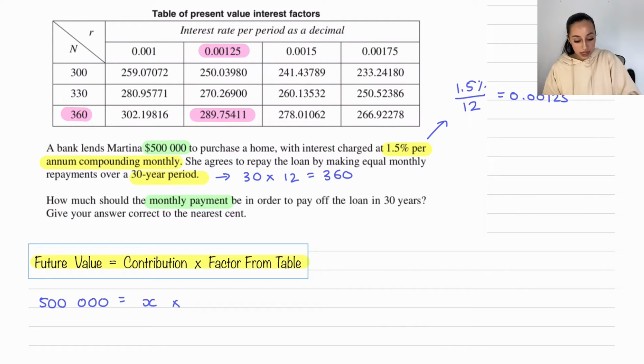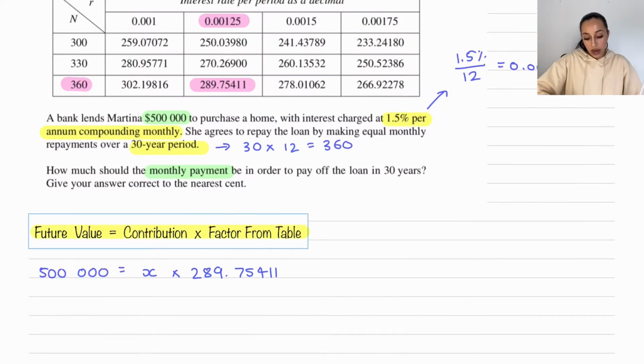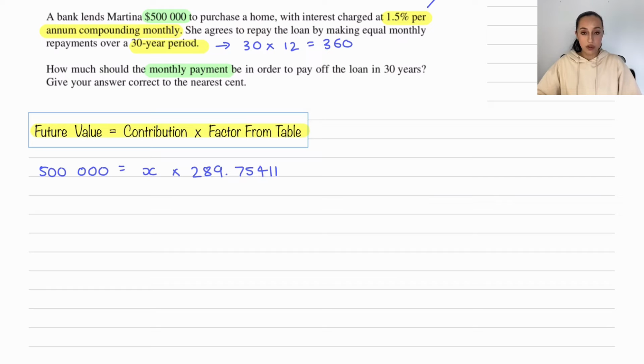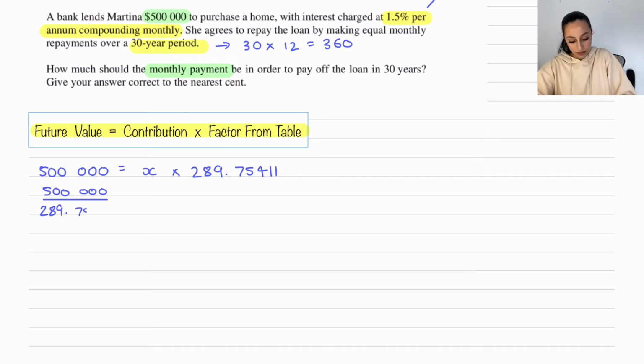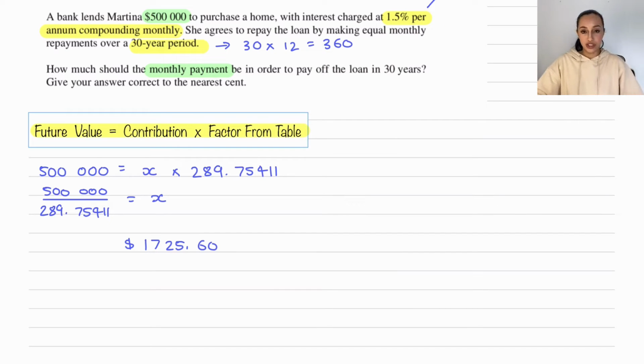And the factor from the table was 289.75411. Now you can just solve this like normal algebra. So just divide by 289.75411 to the other side. And then put that on your calculator. When you put that on your calculator, you should get an answer of $1,725.60. So that's the answer for that question.